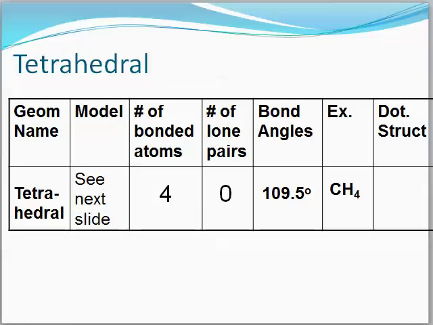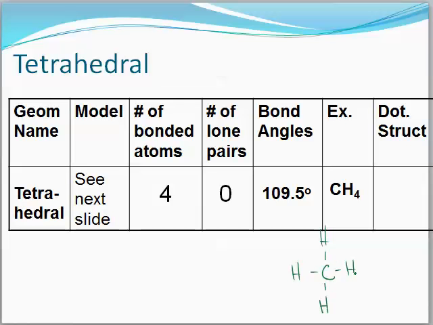Moving to our third shape, we create what's referred to as the tetrahedral. Tetrahedrals occur when there are 4 atoms bonded to our central atom, and again, 0 of them are lone pairs. Examples here would be things like carbon bonded to 4 different hydrogen atoms. Other examples would be silicon tetrachloride, anything that has 4 atoms around our central atom.